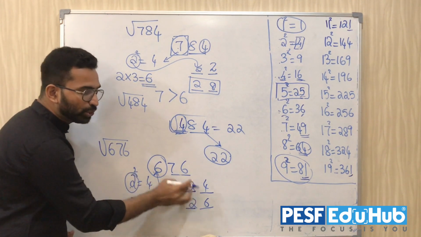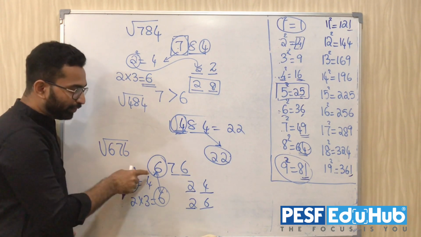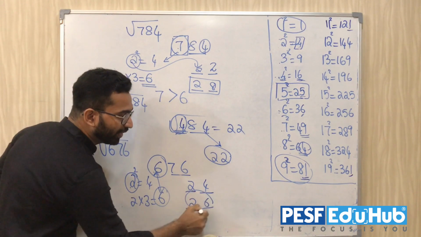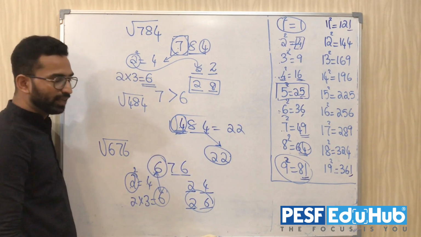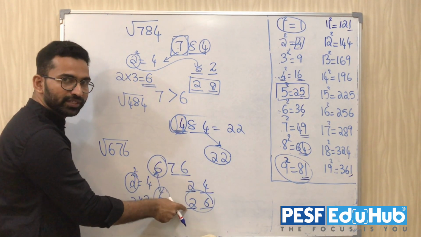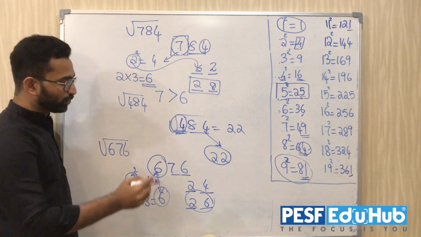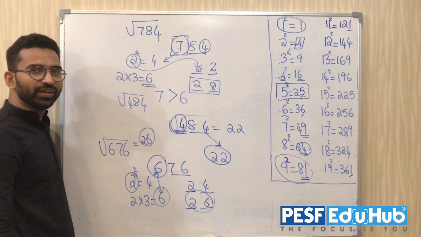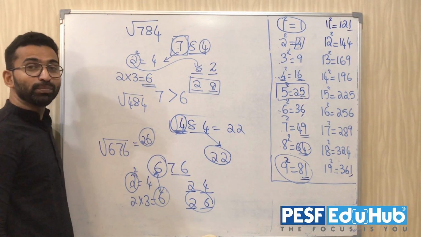So out of these two numbers, which will you select? If these numbers are equal, then also you are supposed to consider the bigger number among them. Okay. So what is the bigger number? It's 24 or 26? 26. It means square root of 676 is going to be equal to 26. Very easy, right? It's very easy if you practice.